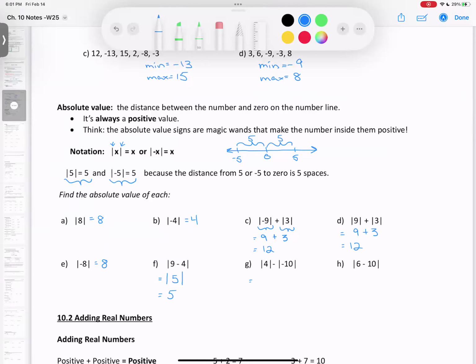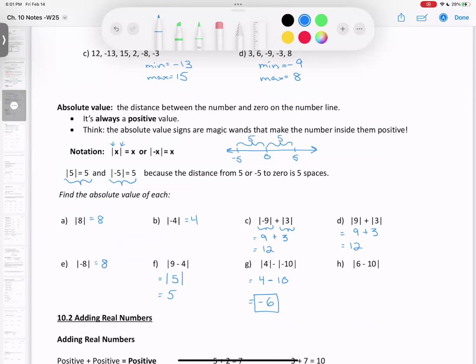Okay, next one, we've got absolute value of 4, which is positive 4. And then we have a minus, and then absolute value of negative 10 becomes positive 10. So now we have 4 minus 10, which gives us negative 6. And we'll talk more about that in the next section. But we had 4 of something, and we're subtracting 10. If we had $4 and then we had to give away $10, well, now we owe 6. So it's negative 6. Like I said, we'll talk more about that in the next section.